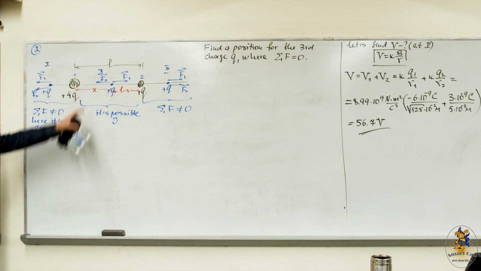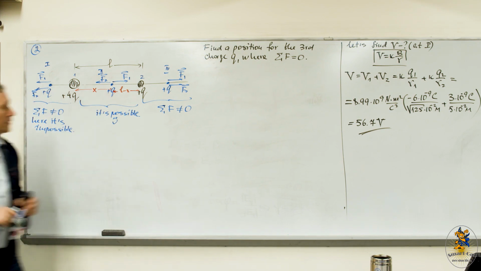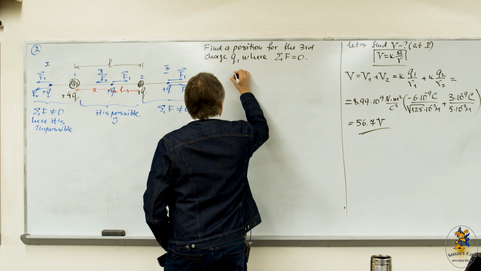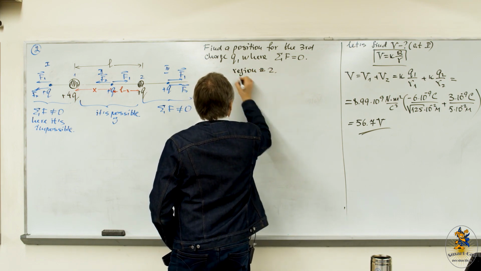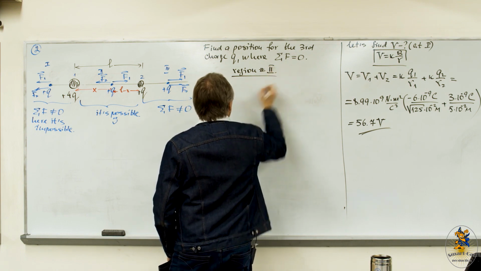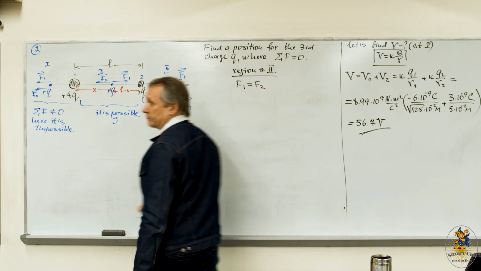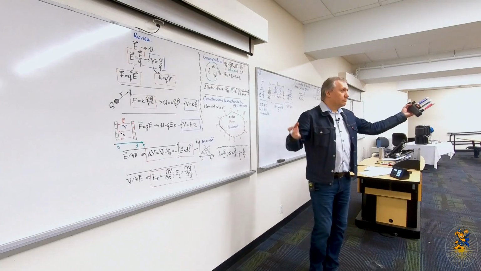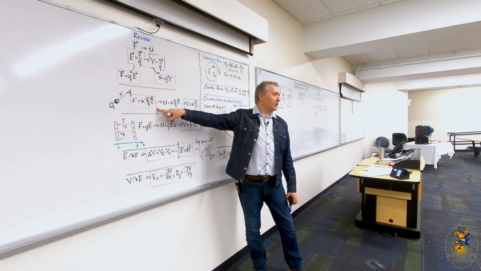So now let's just write down expression for both of these forces and equate them, essentially. Right? So let me write region number 2. I use Roman 2. So it means F1 equals F2. Coulomb's law, 2-point charges. So we just need to write it twice.